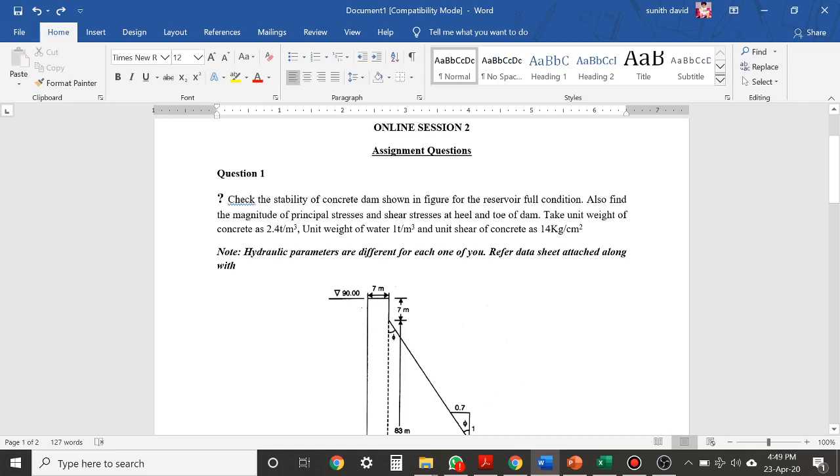In your question, the unit weight of concrete, the material with which the dam is constructed, is given as 2.4 ton per meter cube. Instead of kilonewton per meter cube, it is given in ton per meter cube. Similarly, the unit weight of water will be 1 ton per meter cube. Also, the unit shear strength of concrete, the shear strength parameter small q, is given to you as 14 kilogram per centimeter square. Okay.